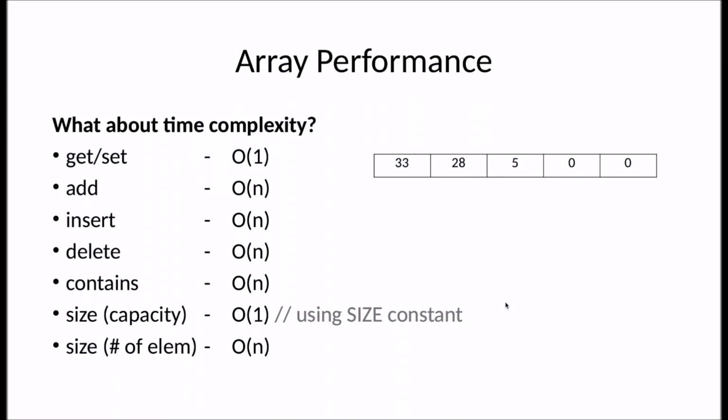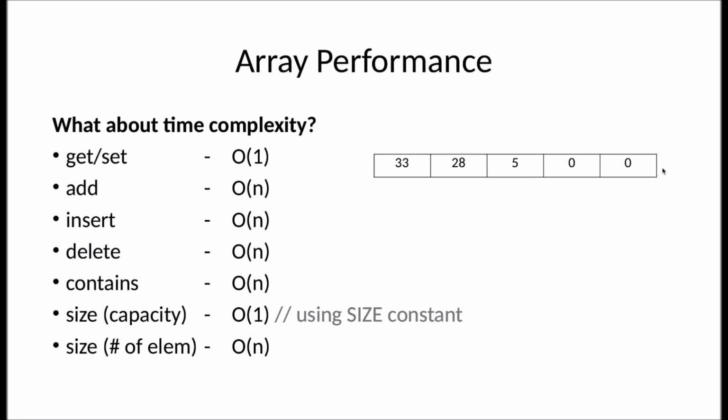Now, what is the performance of an array? Getting and setting a value is just using the identifier followed by an index, so we can compute the address directly and jump to that address. It is O(1). Adding an element or inserting an element is O(n). This assumes that you have to search for the element first.